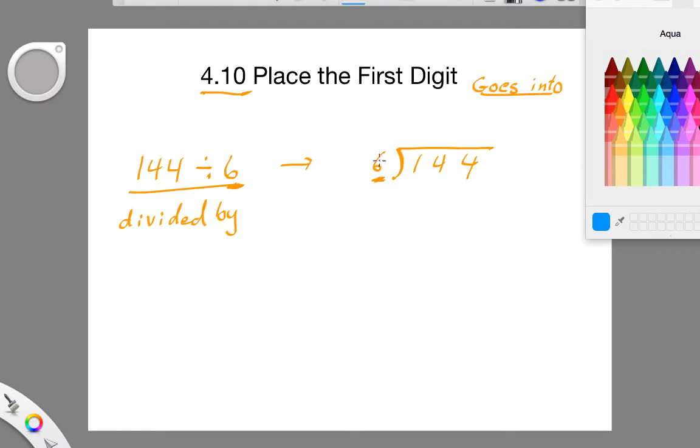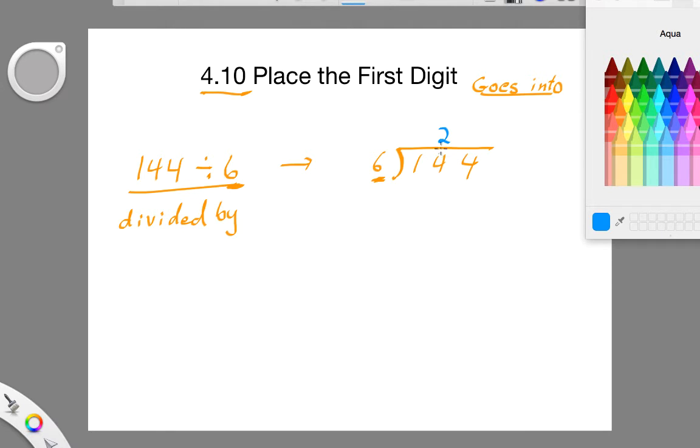So we have 6 goes into 144, and they want you to understand how to place the first digit. Well, what we traditionally do is look at this first one and say, does 6 go into 1? No. So now we combine the two. Does 6 go into 14? Yes. And so we think, how many times does 6 go into 14? Well, we think it's 2.